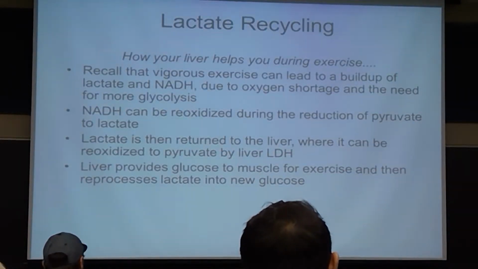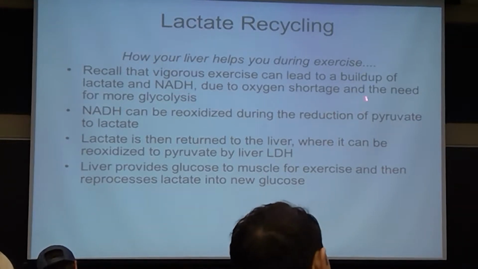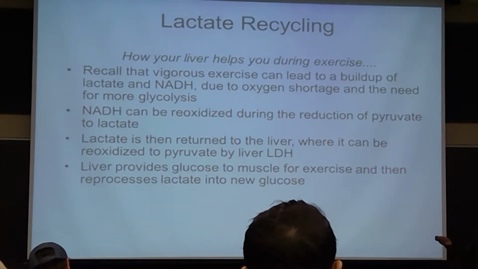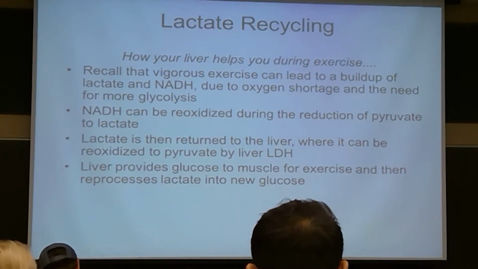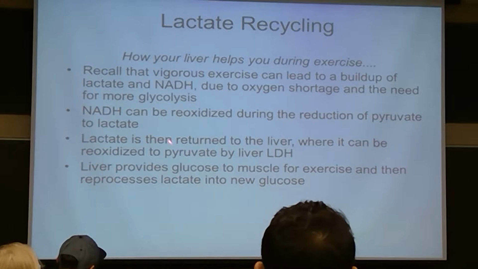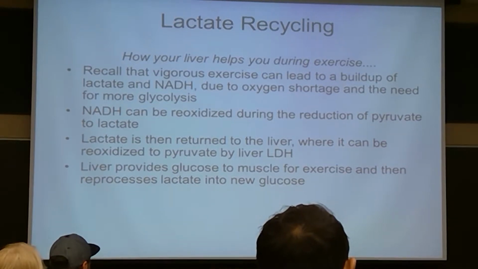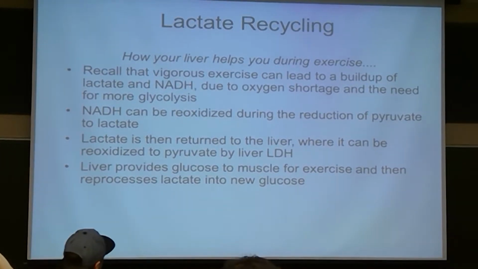Lactate recycling: we discussed that vigorous exercise can lead to build-up of lactate and NADH due to oxygen shortage, hypoxia, and need for more glycogen. So you need energy, correct? Even if you produce NADH, you still can make energy through oxidative phosphorylation. So NADH can be oxidized during the reduction of pyruvate to lactate. Lactate is then returned to the liver where it can be oxidized to pyruvate by the same enzyme, lactate dehydrogenase. So this is a reversible enzyme. Most dehydrogenases are oxidoreductase class molecules, correct? These are just electron transfer reactions, so they can be reversible.